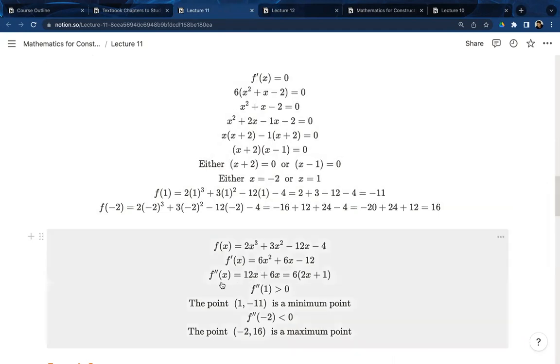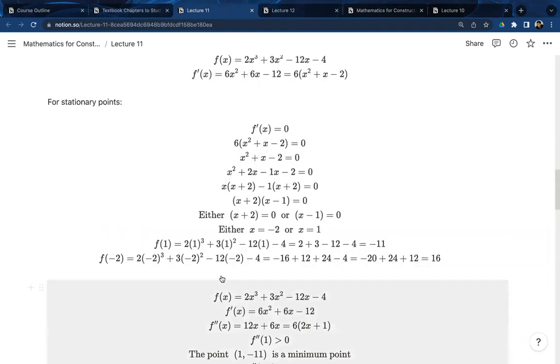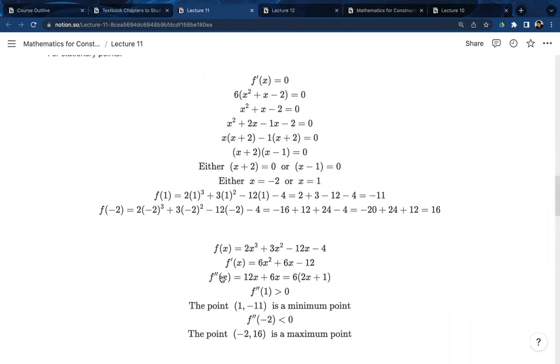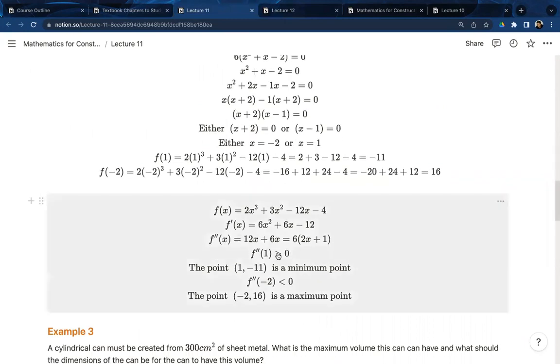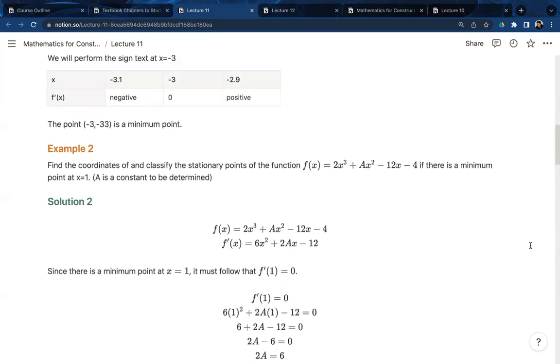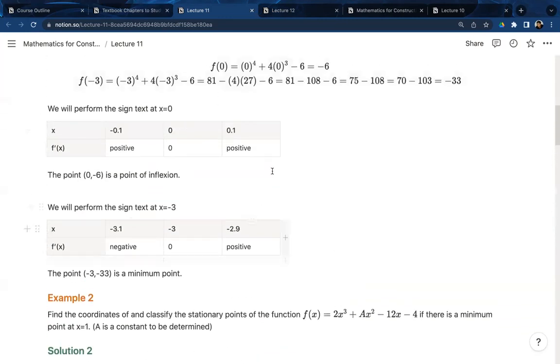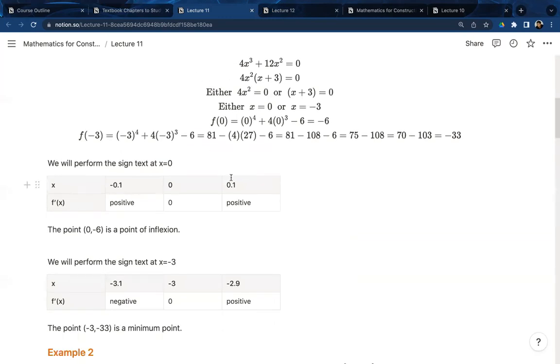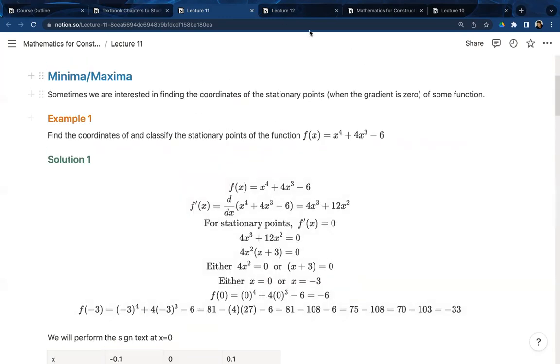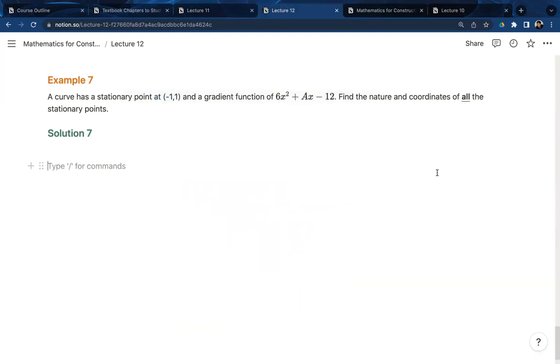You see here, if f double prime is more than 0, then it is a minimum. If it's less than 0, it is a maximum. If it's equal to 0, it is usually a point of inflection, but it's good to check with the sign test, the dy dx test here, like this here. Not all the time you could do the sign test, right? So this is a good question to start.